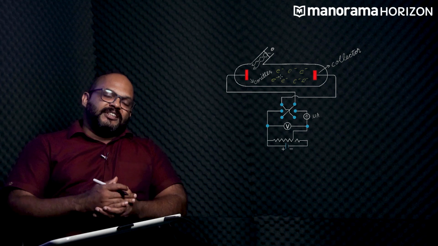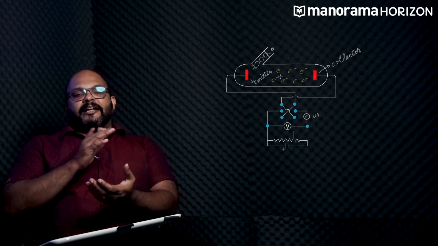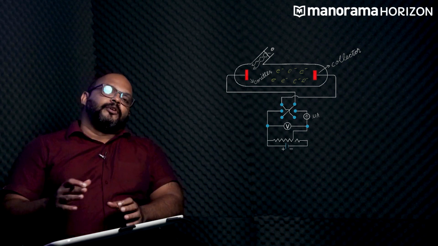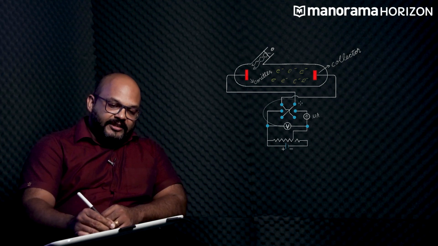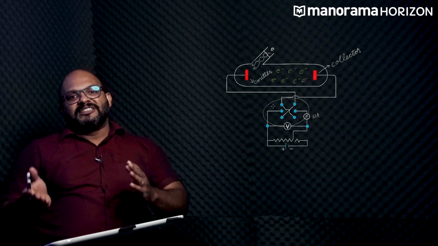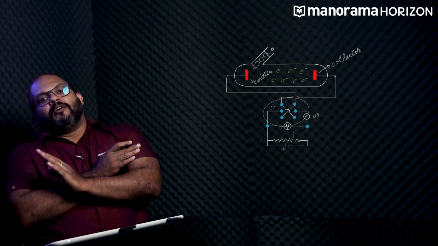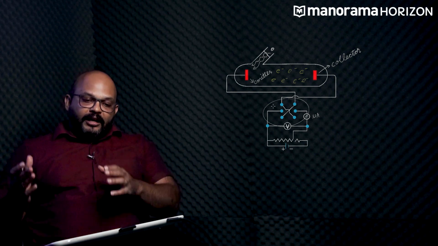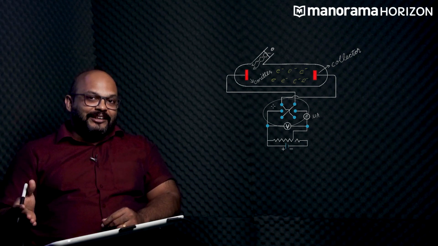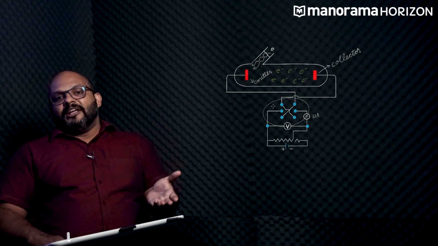For the second part of this experiment, now we will reverse the direction of the voltages. Now, for the next part of the experiment, I will use the commutator, that is this device here, to reverse the direction of the voltage. So now the positive terminal becomes negative and the negative terminal becomes positive. In other words, I am making the collector negative with respect to the emitter.